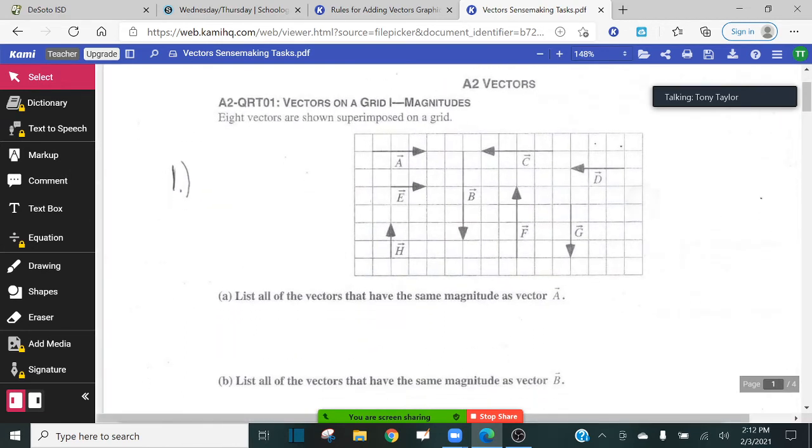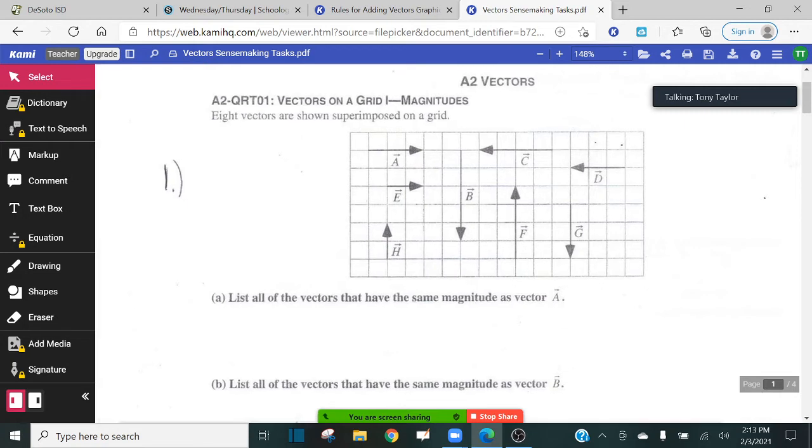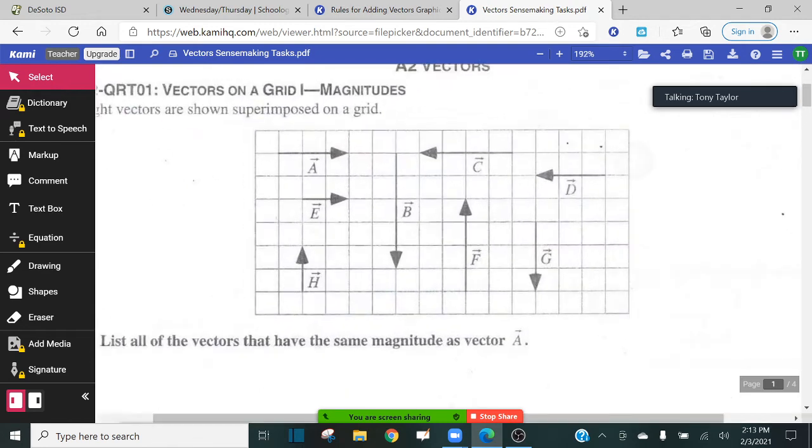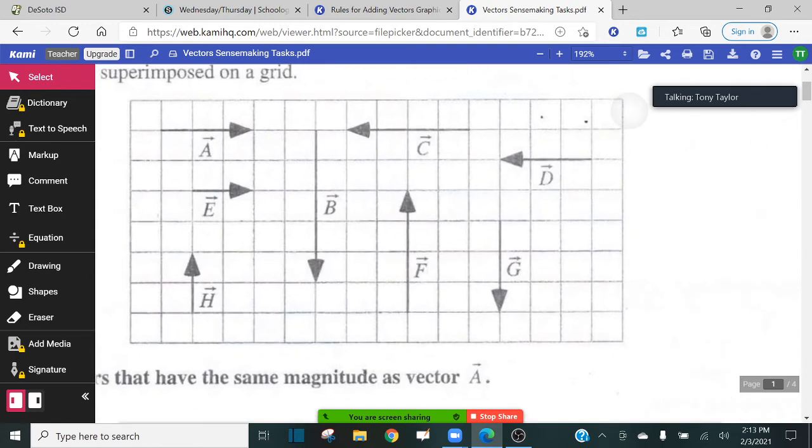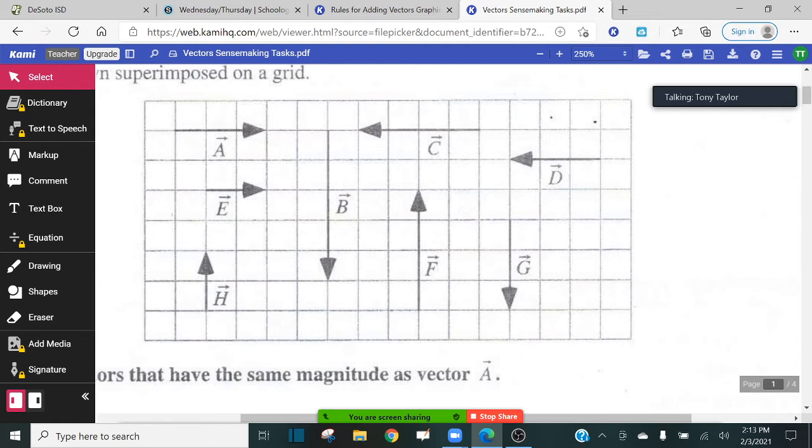Okay, so if we look at the instructions, it says 8 vectors are shown superimposed on a grid. So we have 8 vectors here. So look at 1A. 1A says list all the vectors that have the same magnitude as vector A. Okay, so guys, remember what magnitude is. Magnitude refers to the length of the vector. Okay, guys, look close at these vectors here. Y'all tell me, which of those vectors have the same magnitude as vector A?